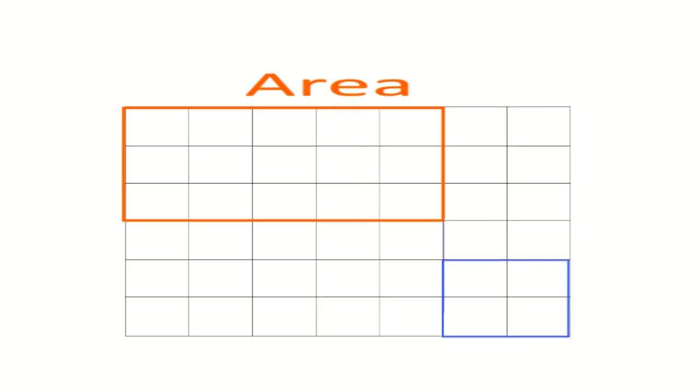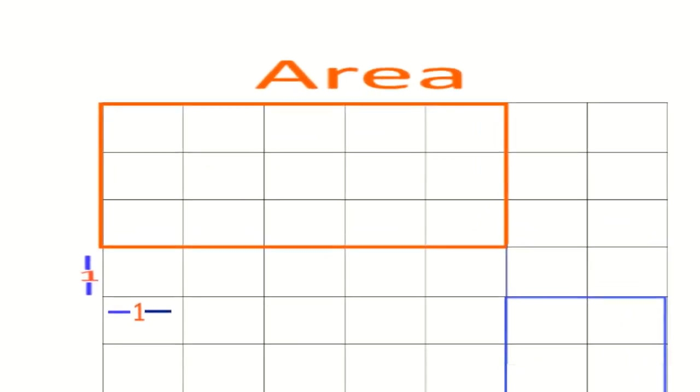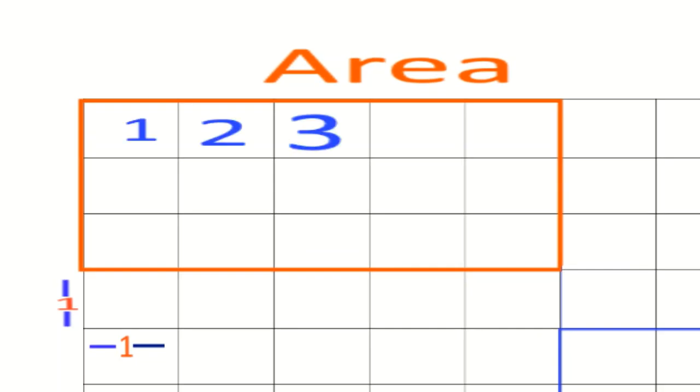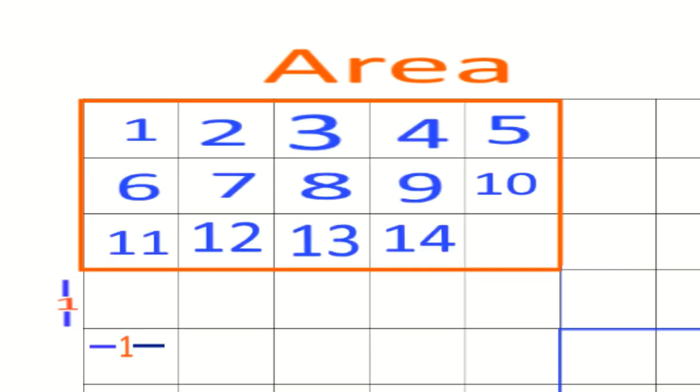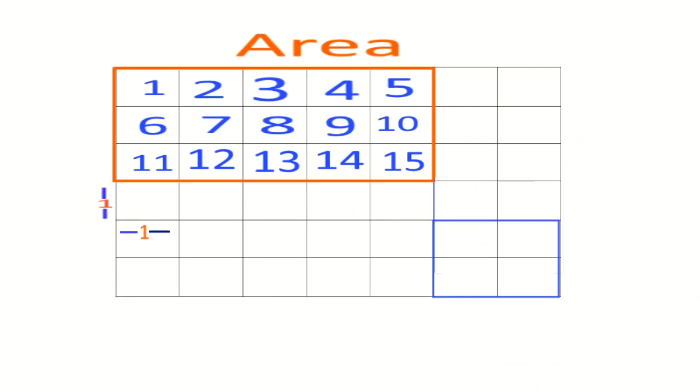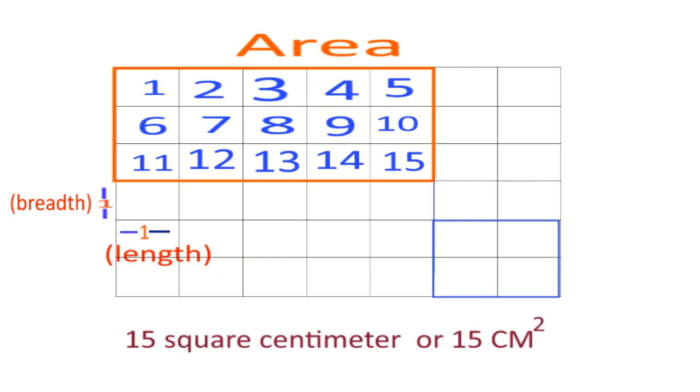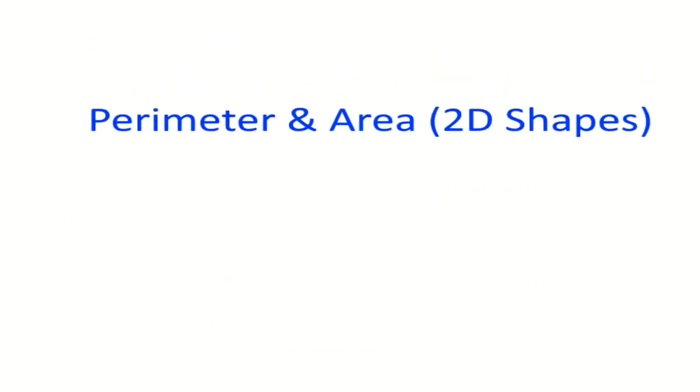Now let's look at area. An area is the amount of space inside the boundary of a flat object such as a rectangle or square, or the surface of a solid object. Now count the number of squares inside the rectangle. Here we found 15 squares. And assume that each square is 1 centimeter in length and breadth, then the area of the rectangle is 15 square centimeters. Now we can learn how to find the perimeter and area of different 2D shapes.